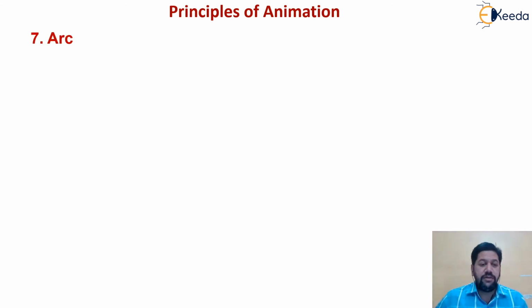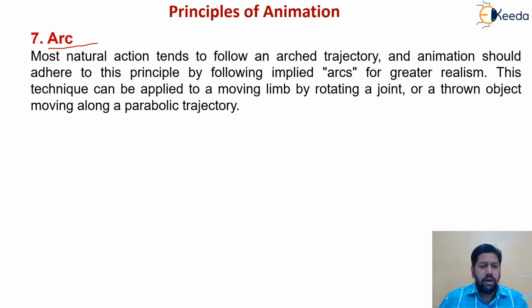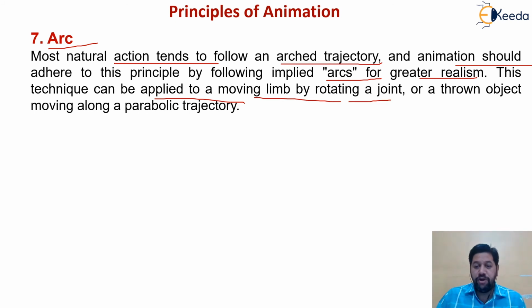So that we call the arc. Here, the most natural action tends to follow an arc trajectory, and animation should adhere to the principle by following the implied arc for greater realism. This technique can be applied to a moving limb by rotating a joint, or a thrown object moving along a parabolic trajectory.